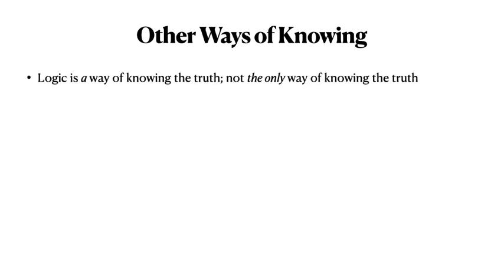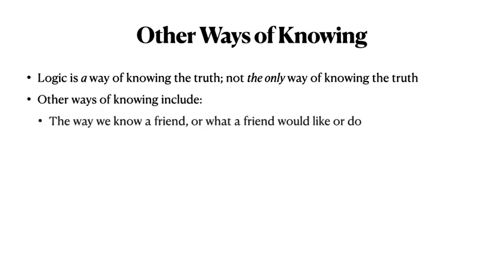Now, logic is great. I'm certainly committed to that proposition. But there are other ways of knowing. Logic is just one way of knowing. It's not the only way of knowing the truth. Other ways of knowing include the way we know a friend or what a friend would like to do. You can know what someone would think about something when they're not there, when they can't tell you about it, if you know that person well. That's a type of knowledge. It's not the kind of knowledge that we get through logic.